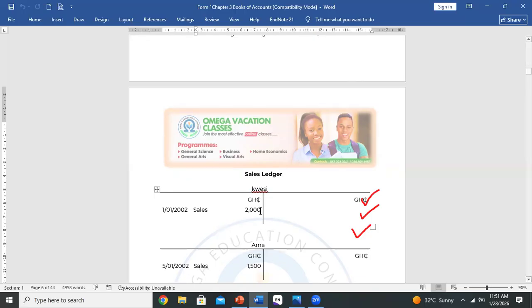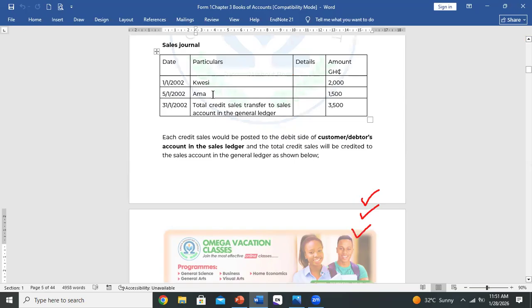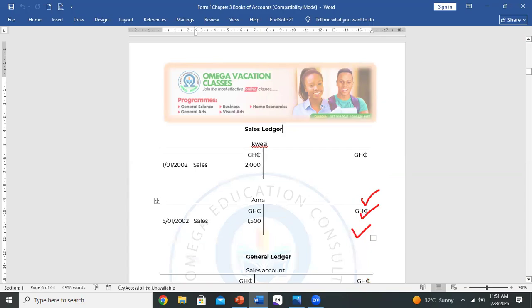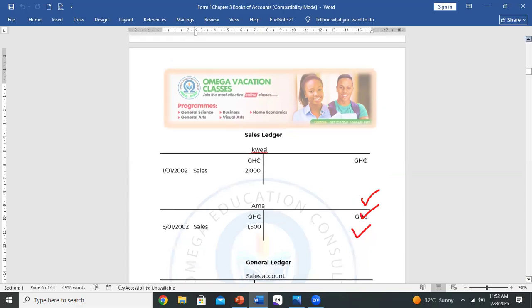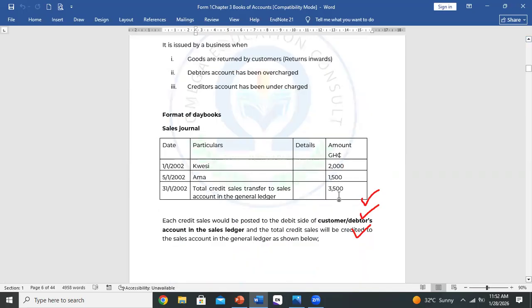You do the same for Amma, who is the next data in that book. So you do that for Amma. Open Amma's account, debit Amma with the 1,500 on the 5th of January. And so that is what you see here. This will then get us to post Kwesi and Amma. What is left is the total. And like I indicated to you, the total will go to the sales account in the general ledger.